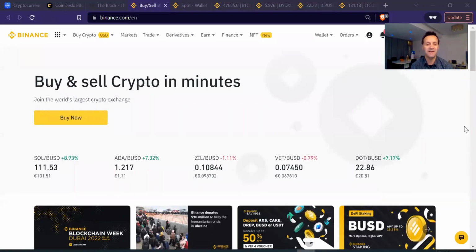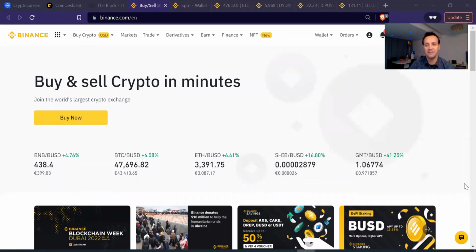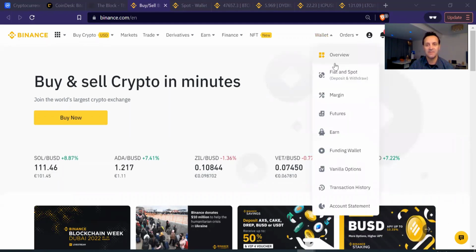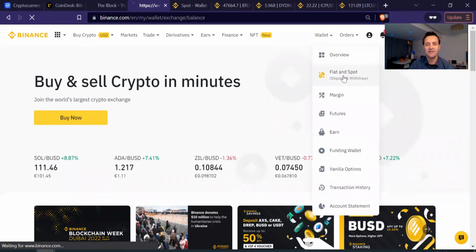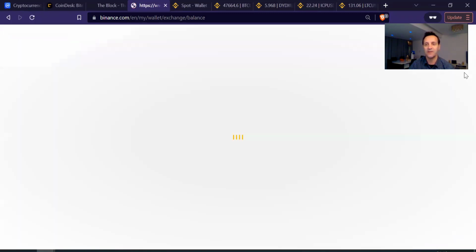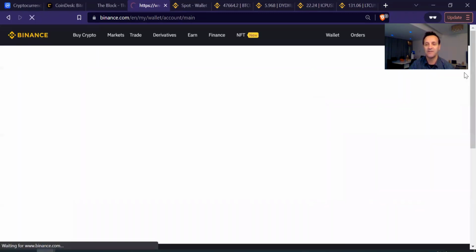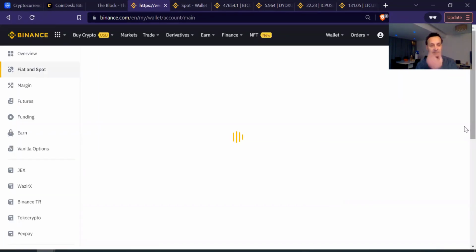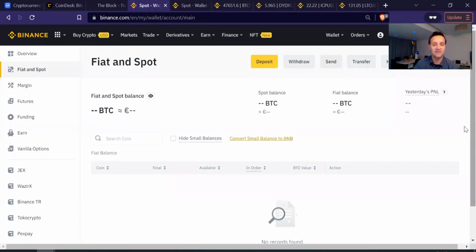This is Binance.com. It starts like this. And when you log in, you're going to have your account here, and here will be your wallet. You will have some money in your wallet, hopefully, or put some money in your wallet, or buy some money in your wallet.